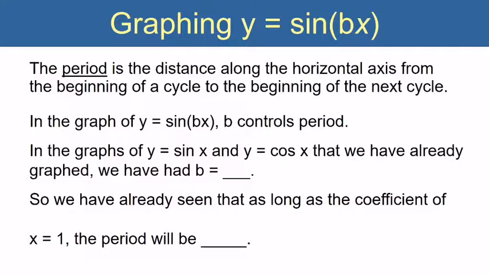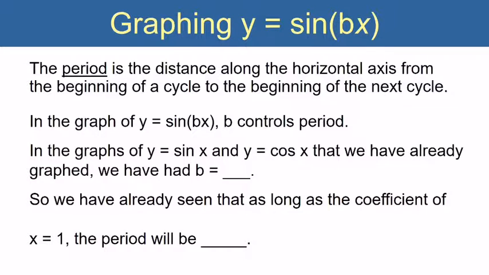Okay, now we're about to graph functions that look like sine of bx or cosine of bx. And the b number that we see here is going to affect the period. Remember, period is the distance along the horizontal axis from the beginning of a cycle to the beginning of the next cycle. In the graph of sine bx, b controls the period.